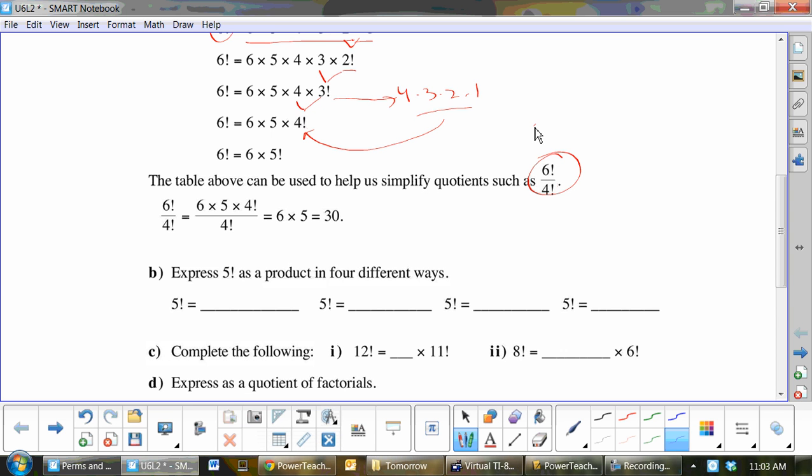Because you can do 6 factorial is the same thing as 6 times 5 times 4 factorial, right? Does everyone agree with that? Now, over 4 factorial. So I'm doing this question here. Now, why did I do that? Because then I can cancel these, and then my answer would be 30.